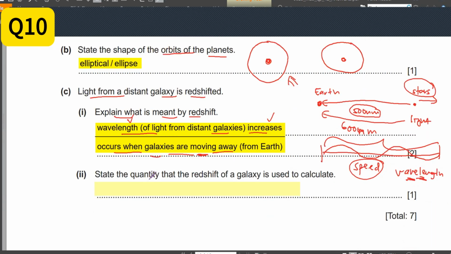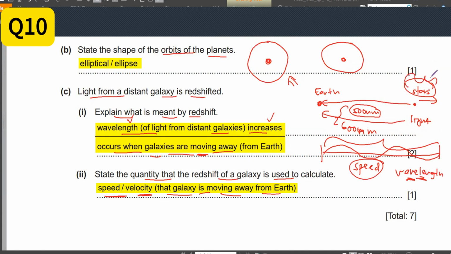State the quantity that the redshift of a galaxy is used to calculate. This one we will look into in more detail later. Essentially, we can measure the speed or velocity at which the galaxy is moving away from Earth. By measuring how much the redshift is, it can tell us how fast the galaxy, or the star, is moving away from us.